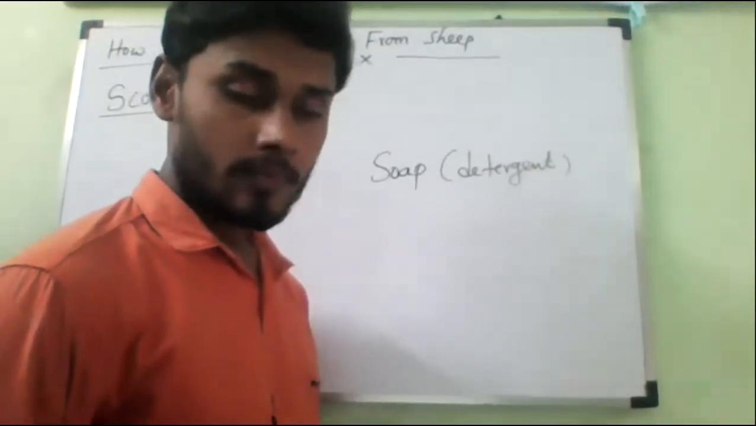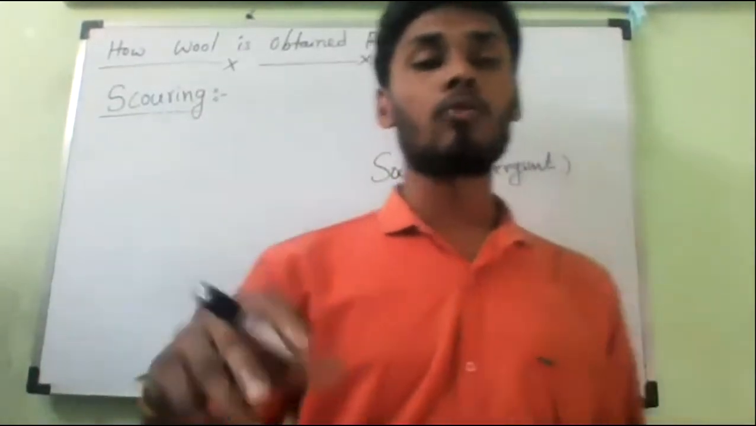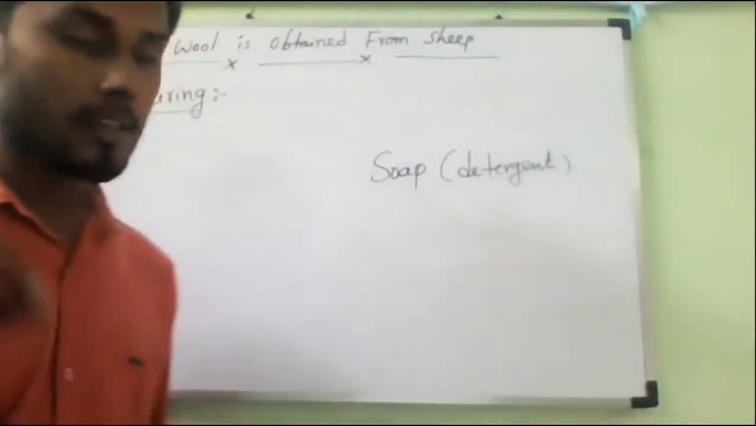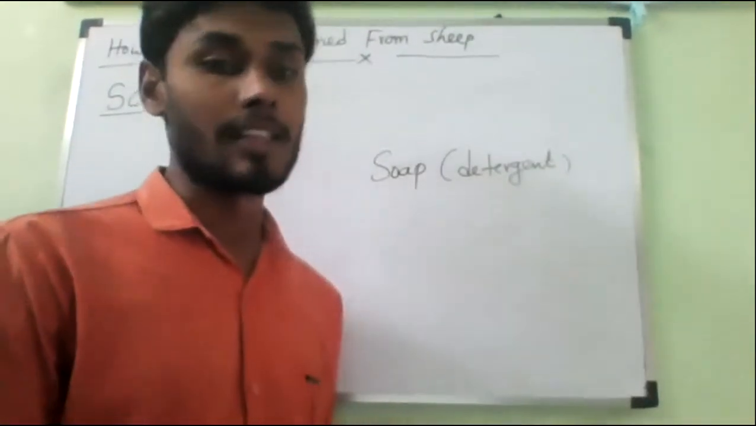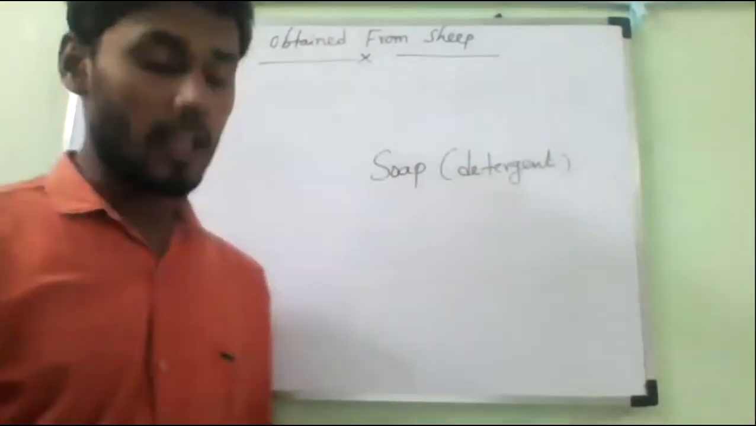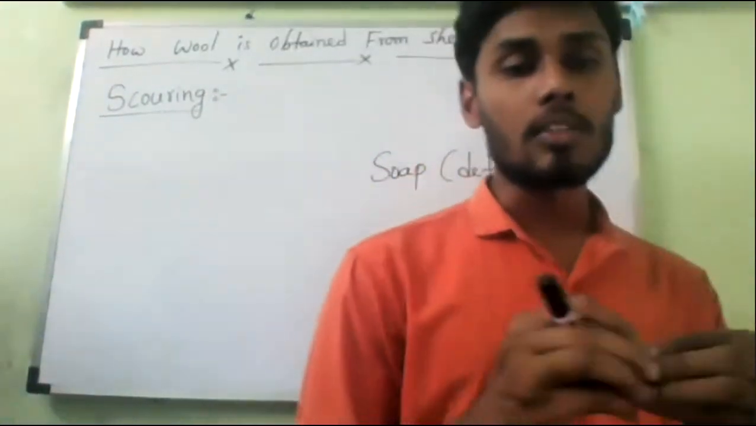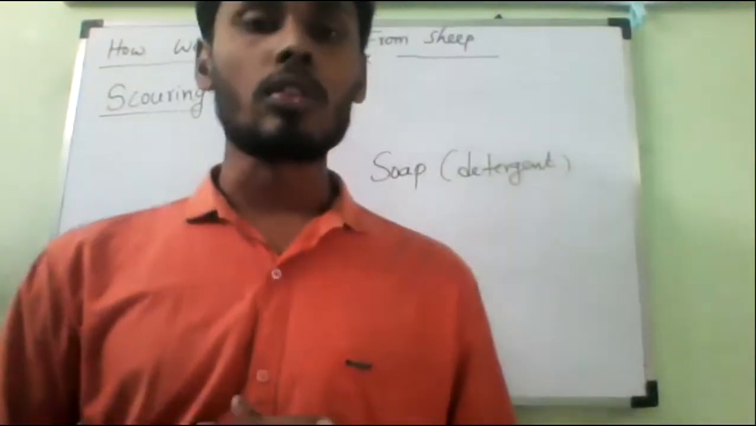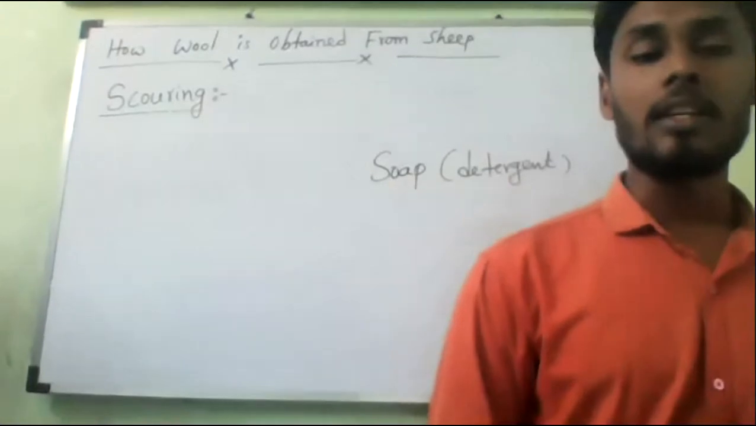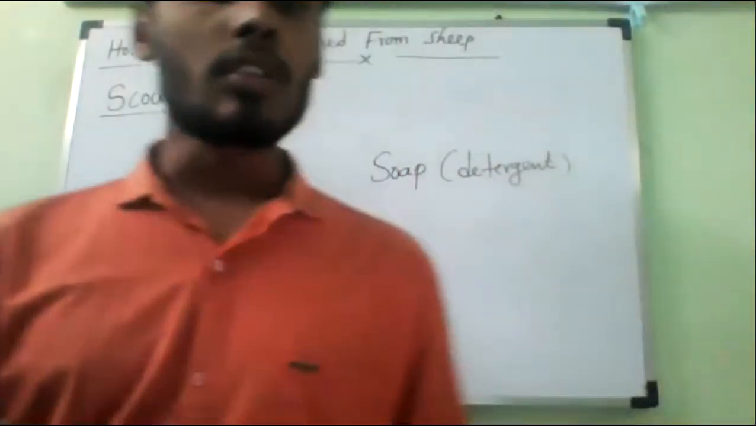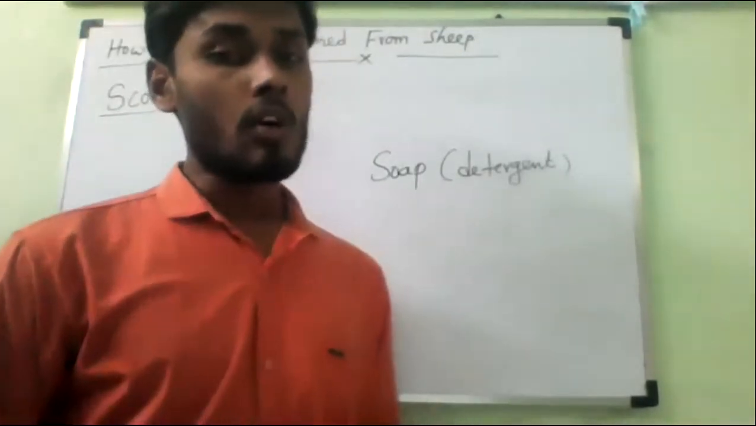Yes, sir. The same way, we keep some washing soap or detergent in a lot of water in tanks. We deposit the fleece in the tank and keep it soaking for a long period of time. Then all these unnecessary things will be removed, like dust, dirt, dried sweat and grease. So that is what is called scouring.